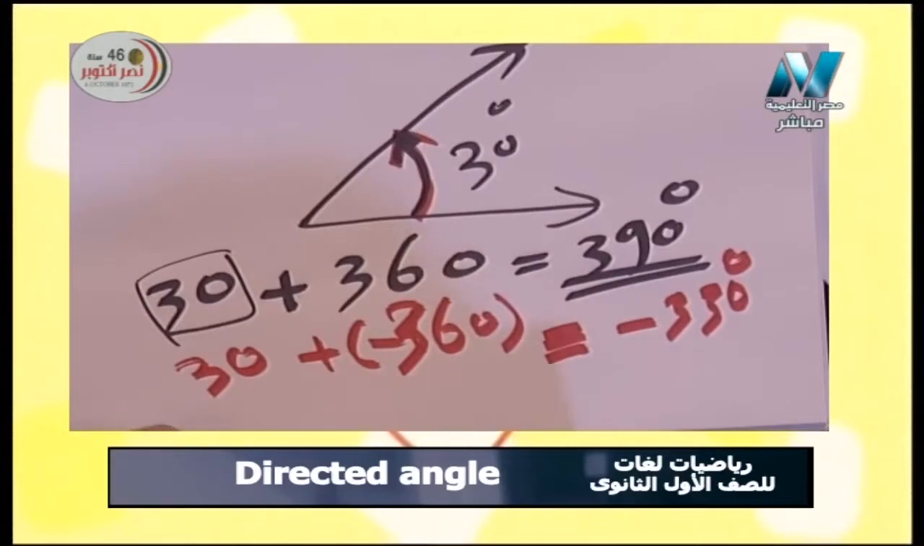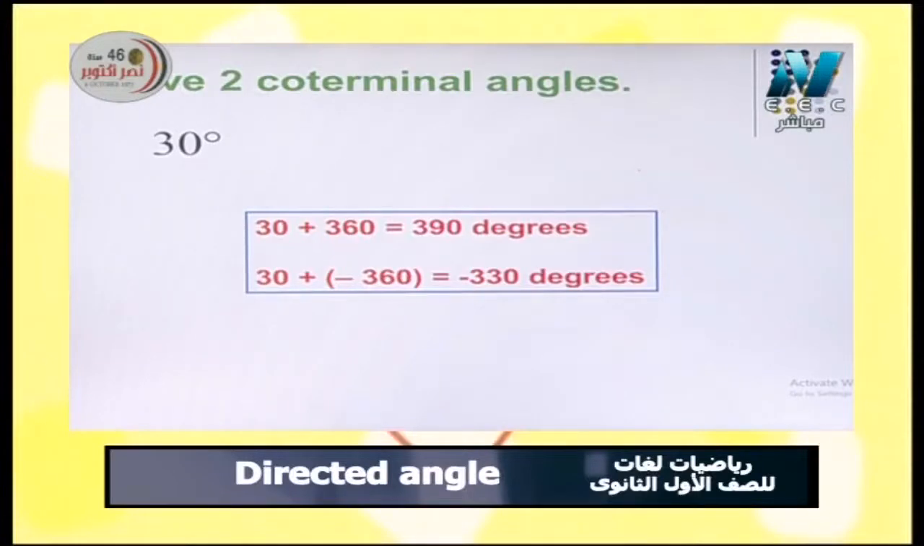Let's go to the start of the slide. Yes, as we did, 30 plus 360 equals 390 degrees, so 390 degrees will be an equivalent angle, but it's positive. The positive equivalent angle or the positive coterminal angle for 30 degrees. And for this one, we add 30 to negative 360, which is negative 330 degrees, another negative coterminal or equivalent angle to the angle 30.